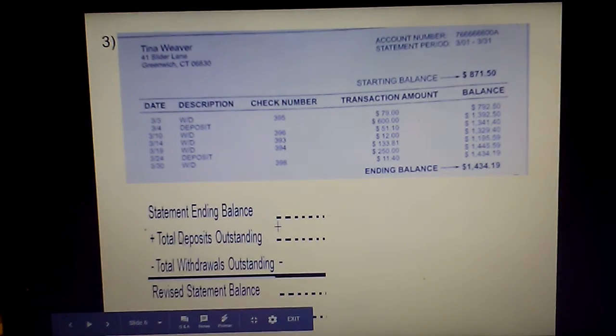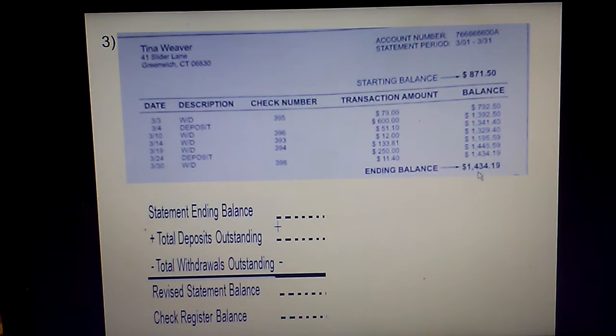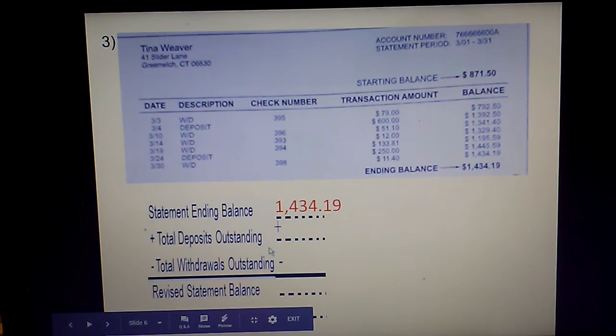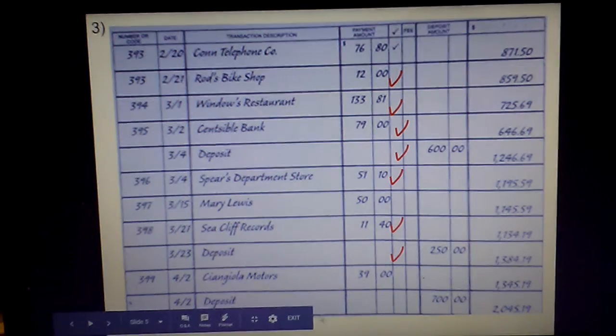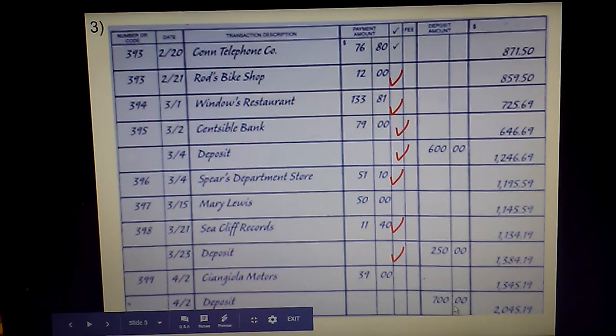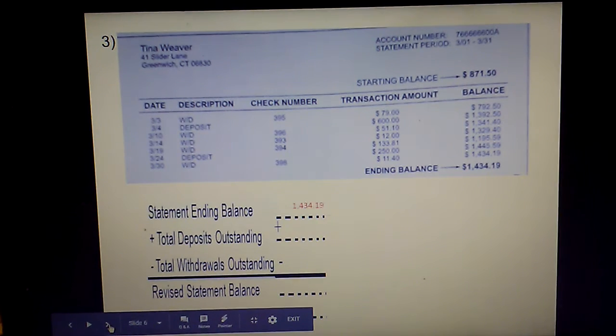So we go to this little thing here. We're going to start with our statement ending balance. Ending balance is right here. So that number there is what's going to go in the top here, $1,434.19. Total deposits. We were going back to the check register. Okay, the only deposit we have that doesn't have a check mark is the $700. So the $700 is going to go in our total deposits outstanding.